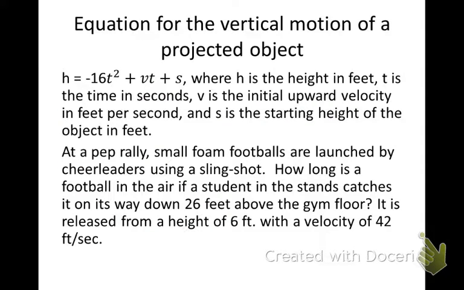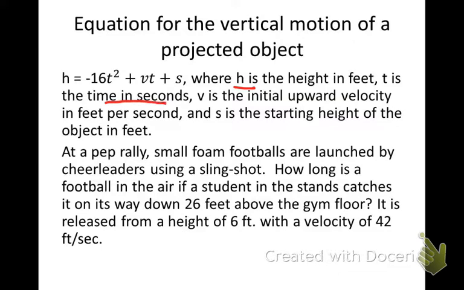Okay, so we're going to talk about the equation for the vertical motion of a projected object. So like you throw something out there or something like that. So here is the equation: h equals negative 16t squared plus vt plus s. H is the height, and usually it's in feet.